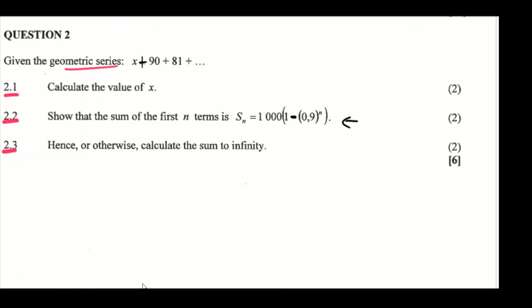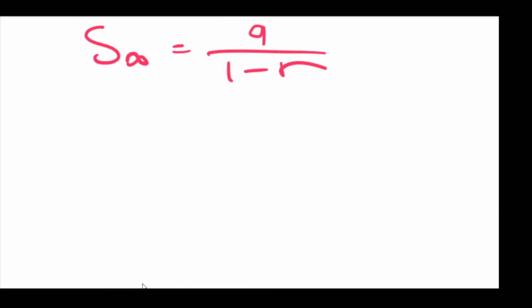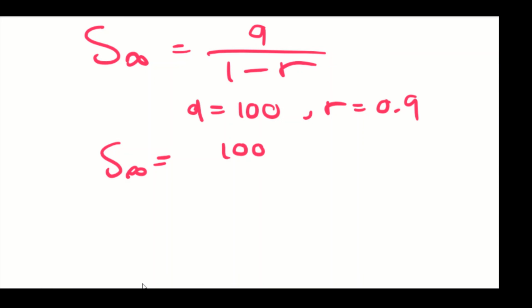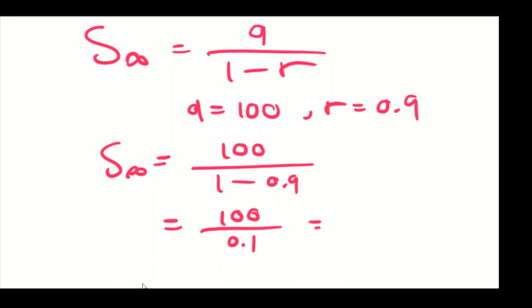Now we're going to do 2.3, which says hence or otherwise calculate the sum to infinity of the series. For us to calculate the sum to infinity, we know the sum to infinity is equal to a over 1 minus r, of which our a value is equal to 100 and our r is equal to 0.9. So the sum to infinity would be equal to 100 divided by 1 minus 0.9, which is equal to 100 divided by 0.1, giving us 1000. So this is the sum to infinity.